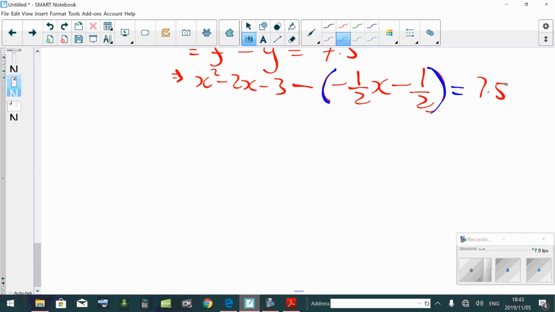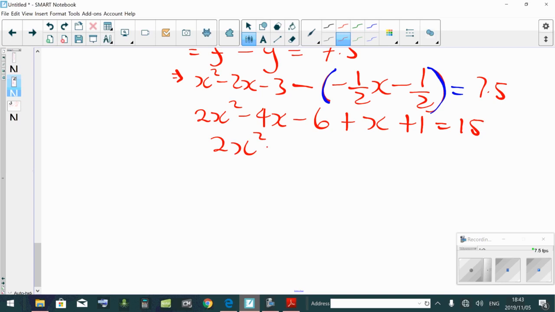Let's start by getting rid of the fraction and the bracket. So we're going to multiply everything by 2. And we get 2x squared minus 4x minus 6 plus x plus 1 equals 15. I'm going to try and write this in standard form. 2x squared minus 3x minus 20 equals 0.